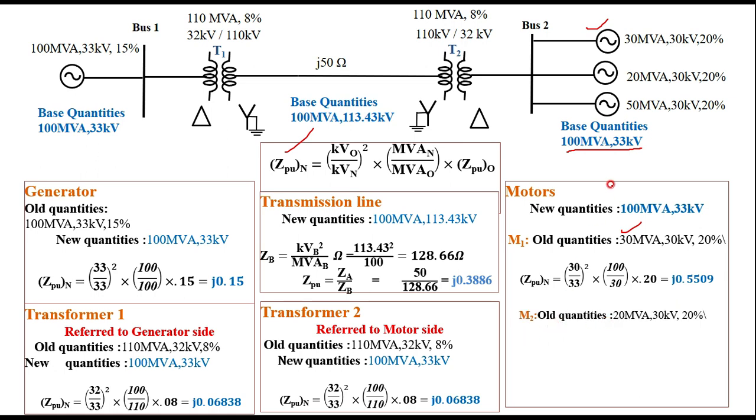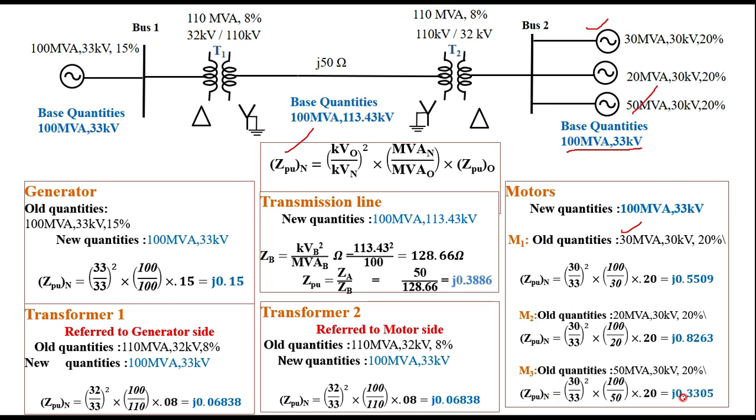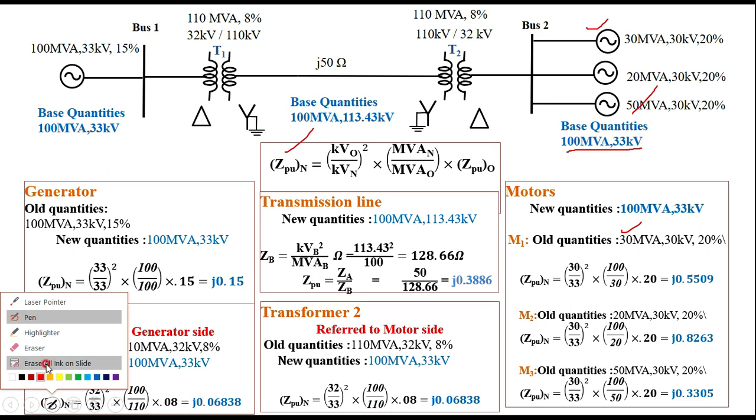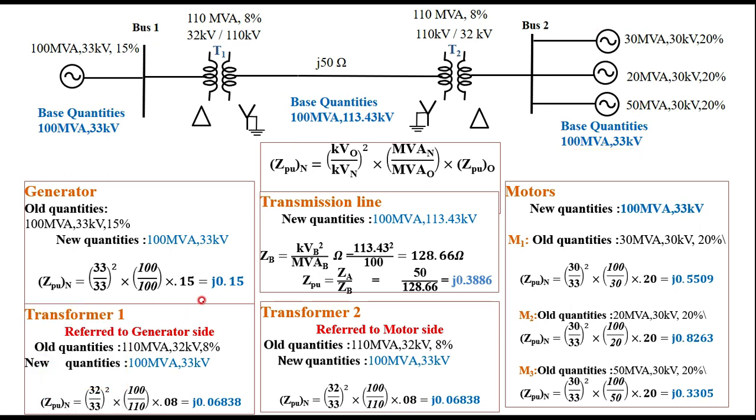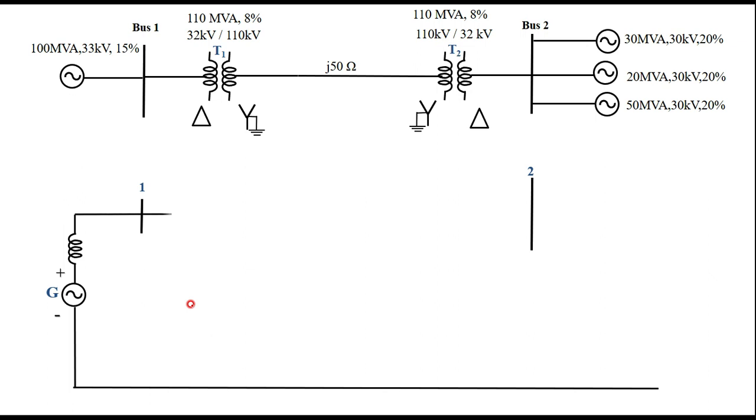Similarly, go for M2. The old quantities are 20 MVA, 30 kilovolts, and 20%. Substituting in the equation, once again I am getting the value 0.8263. Then you calculate for M3 with its old quantities, and you find Z per unit as 33.05. This is how you have to calculate the per unit reactance of all the equipment. From that you have to draw the equivalent circuit diagram, the reactance diagram.